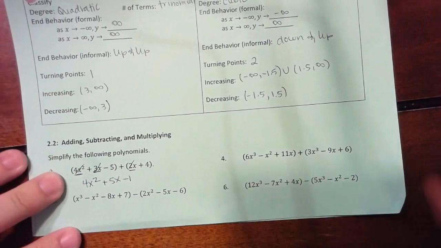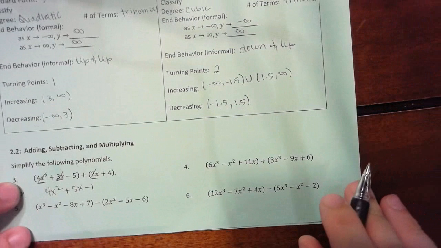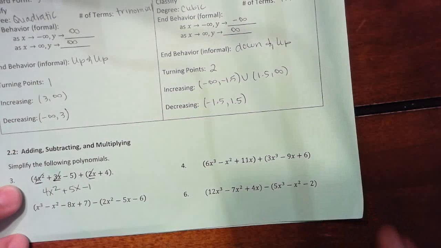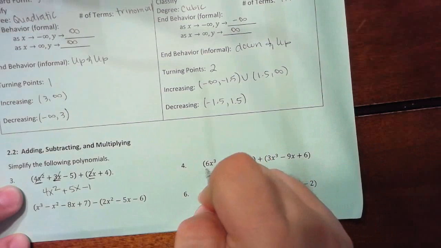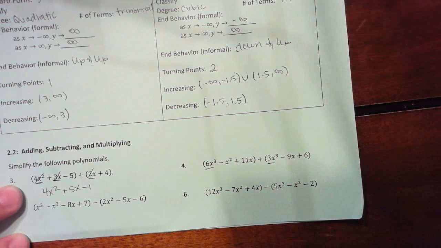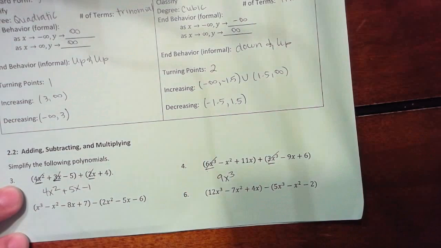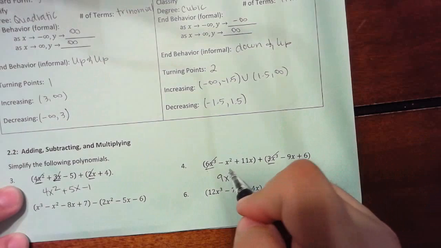Number 4, do it again. I like to write these in standard form. If you would too, please, that would be helpful. So we're going to start with the cube. That's going to be our leading term. I've got 6x cubed plus 3x cubed. Total would be 9x cubed. Taking care of those.